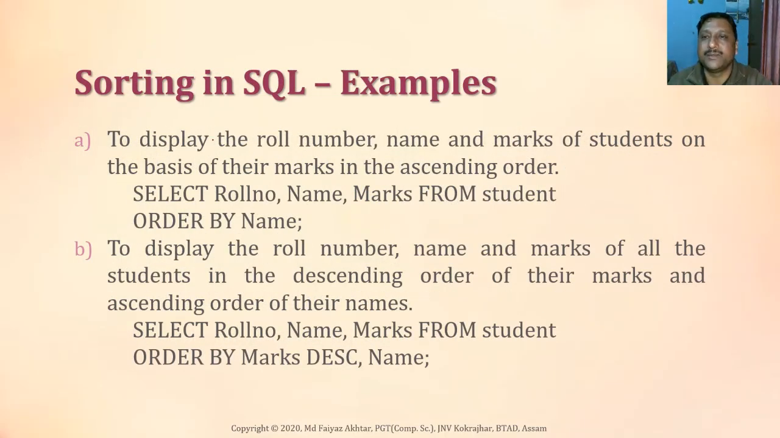You can see the sorting in SQL example. To display the roll number, name and marks of students on the basis of their marks in ascending order, how can we give it? Select roll number, name, marks from student, order by marks. In a similar way, to display the roll number, name and marks of all the students in descending order of their marks and ascending order of their names, you can give both at the same time: select roll number, name, marks from student, order by marks DESC, and name is ascending by default.